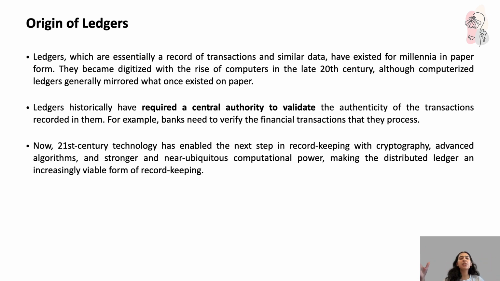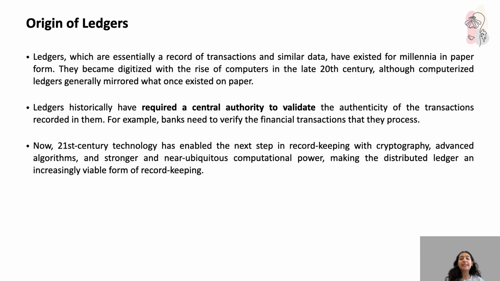It has been years and years, decades, I would say, since people started using computers in their daily lives. So now we need to make a shift. We need to make a jump, right? Ledgers historically have required a central authority to validate the authenticity of the transactions recorded in them. For example, banks needed to verify the financial transactions that they process. Now, 21st century technology has enabled the next step in record keeping with cryptography, advanced algorithms, and stronger and near ubiquitous computational power, making the distributed ledger an increasingly viable form of record keeping.